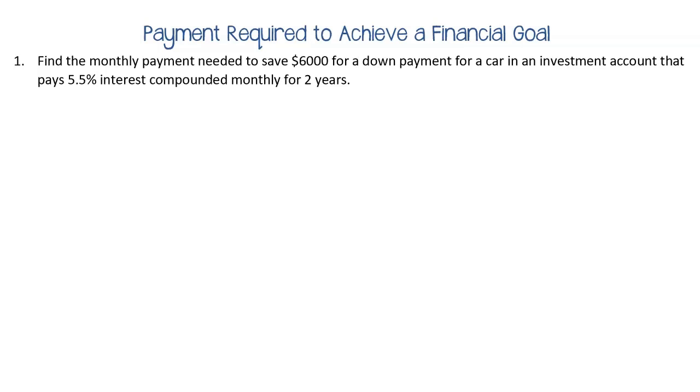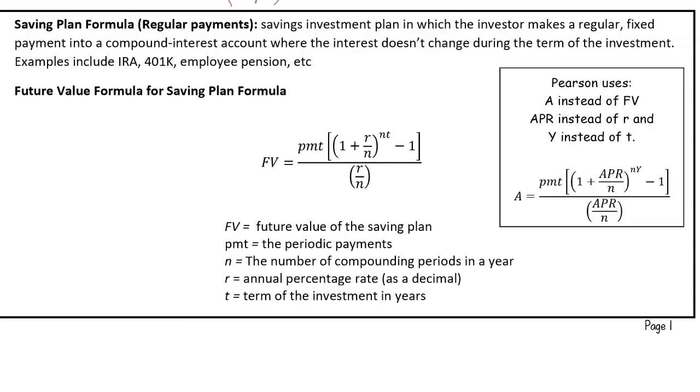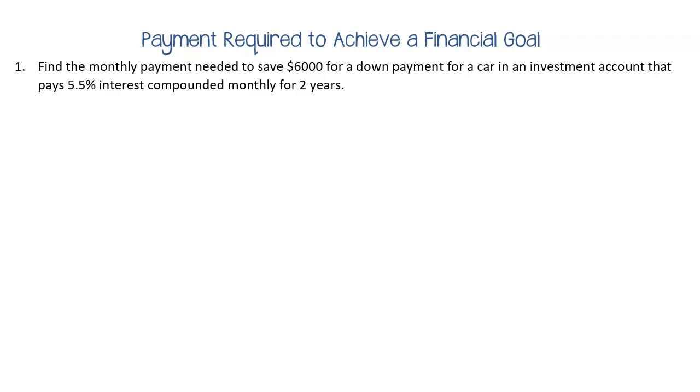Hello and welcome back. We are continuing our conversation of our savings plan formula in the finance section of this course. We have previously learned about the savings plan formula, in which if we have a regular payment that we make into an account that compounds over a certain amount of time, we can solve for how much money we'll have in the future. Now let's do this problem.